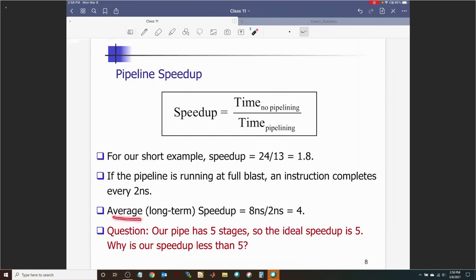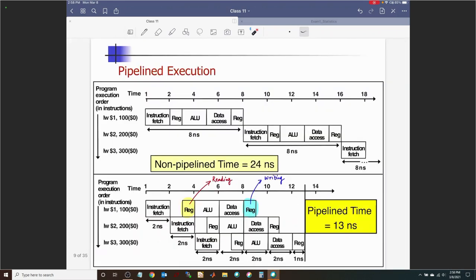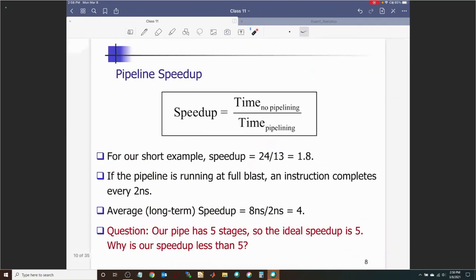The average or the long-term speed up is the time it takes for every instruction to complete without pipelining divided by the time it takes for every instruction to finish with pipelining, right? So over here, things get done every 8 nanoseconds. One instruction finishes in every 8 nanoseconds. In the pipelined version, every instruction finishes every 2 nanoseconds. So if you divide those two to look at the full blast, running at full blast, meaning one after the other, the same thing that we did for 500 loads, right?